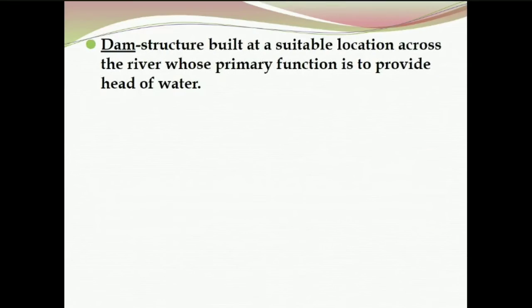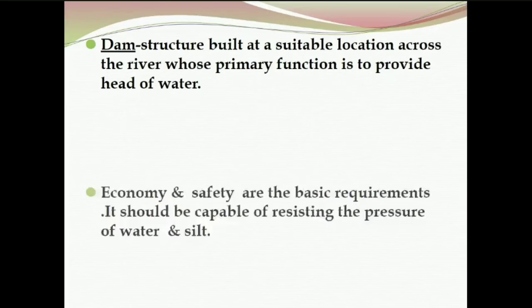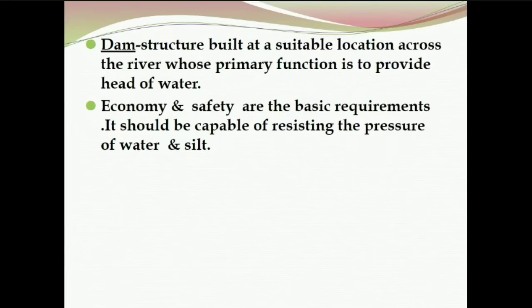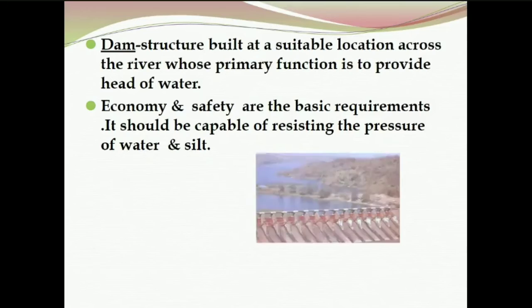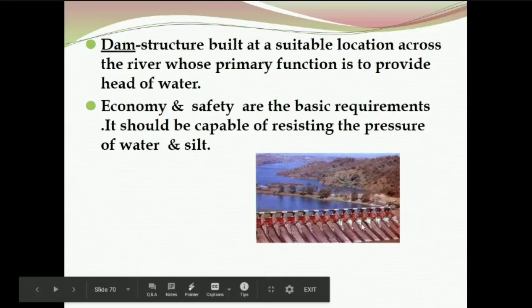Then a dam is a structure built at a suitable location across the river, whose primary function is to provide head of water. Economy and safety are the basic requirements of a dam. The dam should be capable of resisting the pressure of water and silt. So a dam is constructed across a river in order to form a reservoir beyond that.